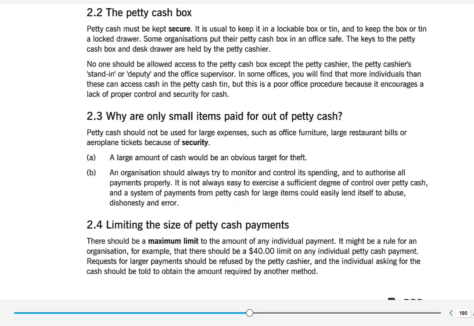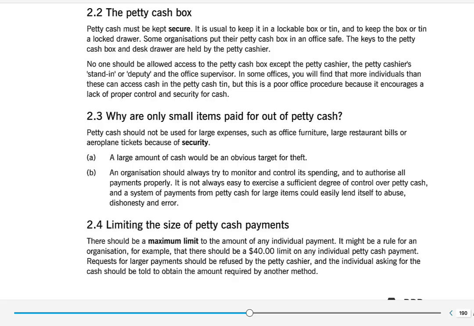Lesson 2.2, what is the petty cash box? The petty cash box is a small box or a small tin that holds petty cash. Inside the petty cash box, you will usually find notes, like $20 notes or $10 notes, coins, like $1 coins and smaller coins, receipts and petty cash vouchers, depending on the system used. So the petty cash box is like a small mini bank for the office, but it is not a normal box. It must be a lockable box.